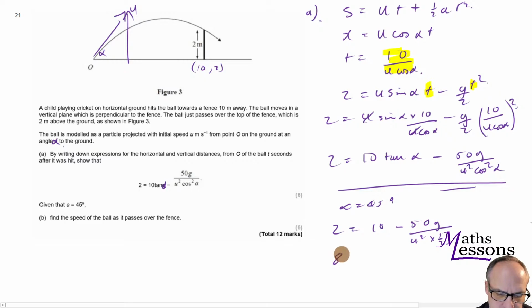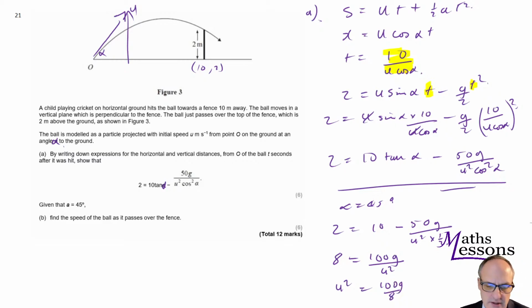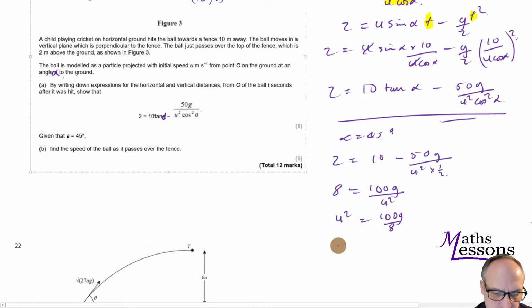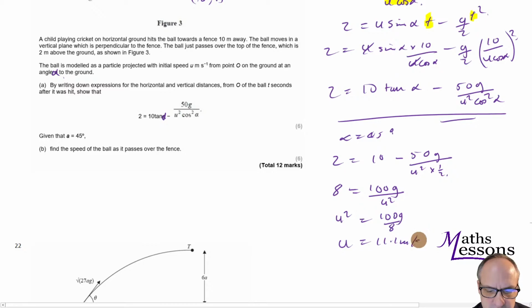So I'm going to get 8, changing the signs at the same time because I've got a minus here and a minus there. So 8 is equal to 100g over u squared, since 50 divided by a half is 100. Rearrange that to get u squared is equal to 100g over 8. And it doesn't come out to be anything particularly nice, the u here. So u would equal 11.1 meters per second.